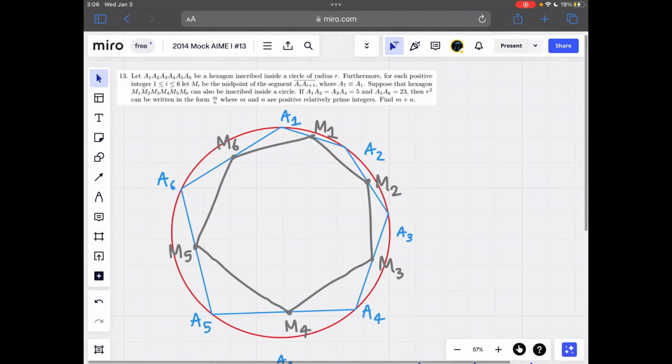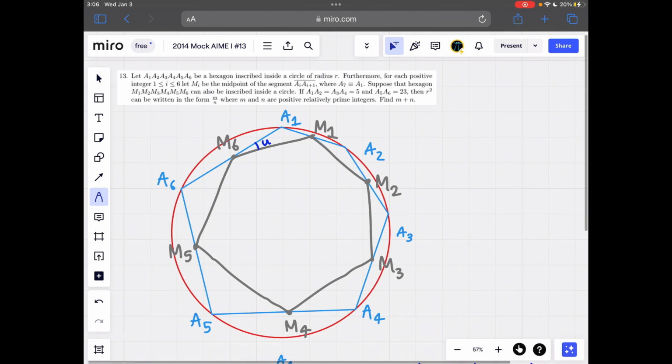Let's use that here. In this hexagon, we have its midpoints, M1, M2, M3, M4, M5, M6, and those midpoints create 6 triangles. We have to work with the angles in those triangles, which can help us determine the angles of the original hexagon as well as the angles of the midpoint hexagon. So let's start by denoting this angle here, A1M6M1, as angle U.